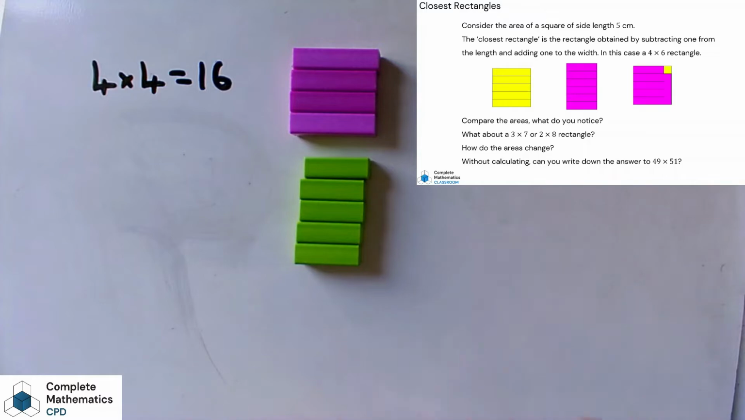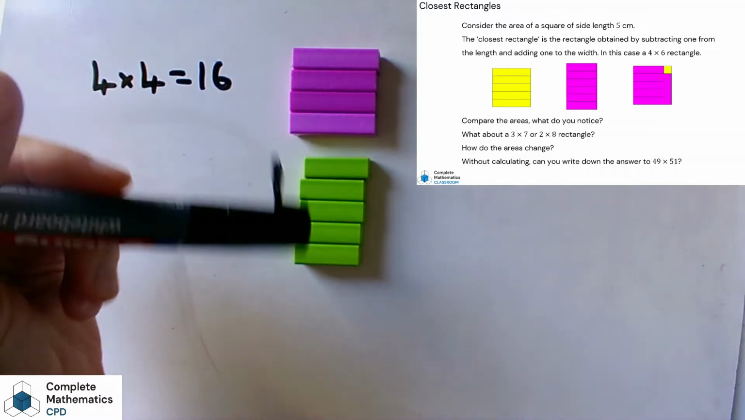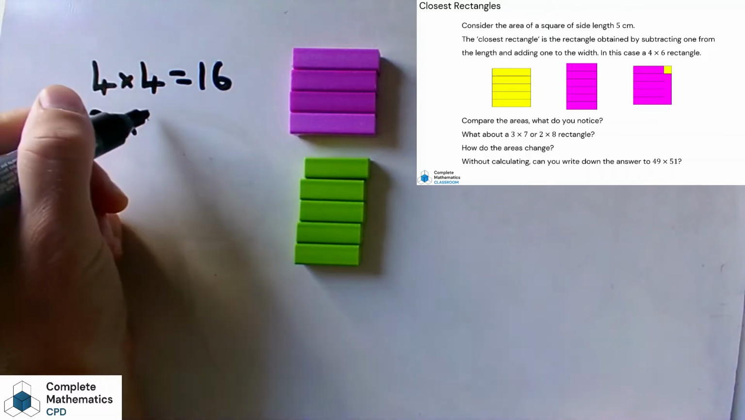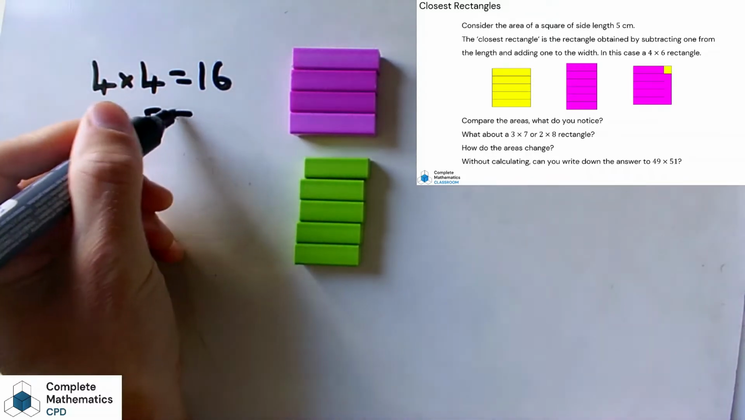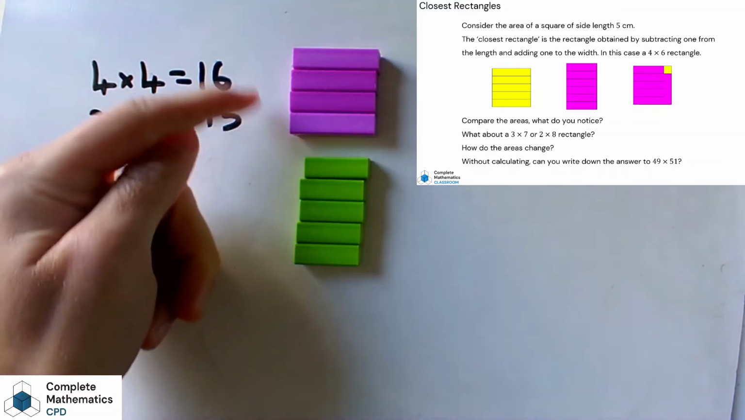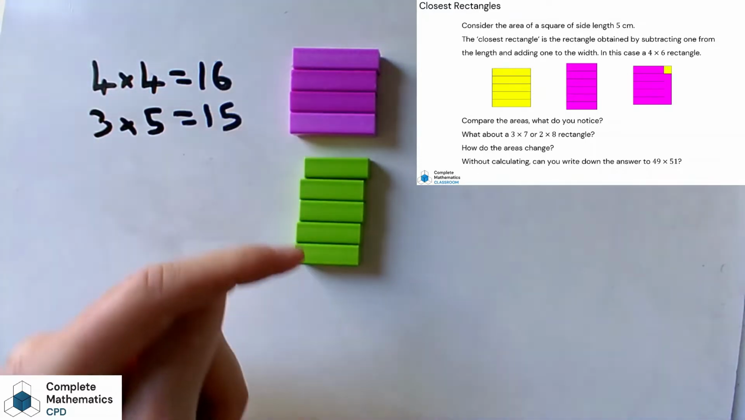Now it's nice to do it with actual Cuisenaire rods or at least diagrams of the squares, but there's nothing to stop you doing it solely in the abstract as well. And 3 times 5 gives us this area of 15. And what do you notice? Well, hopefully they'll say that it's one less.